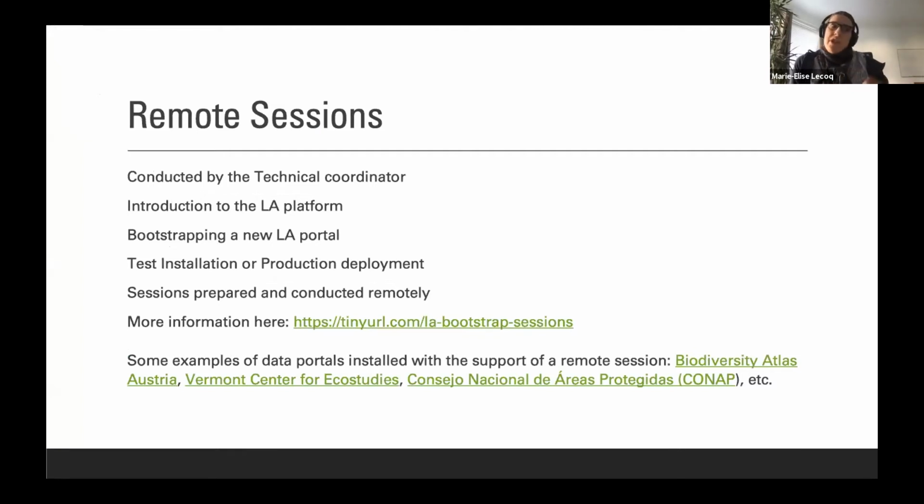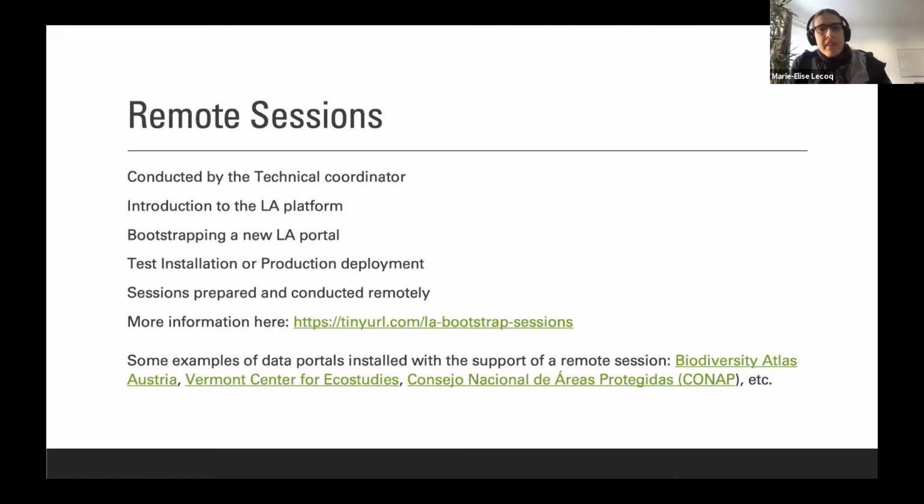The remote session is conducted by the technical coordinator. The main goal is to introduce what the LA platform is. You will be able to bootstrap a test version, or you will also be able to test your production deployments. You will find more information on this link.